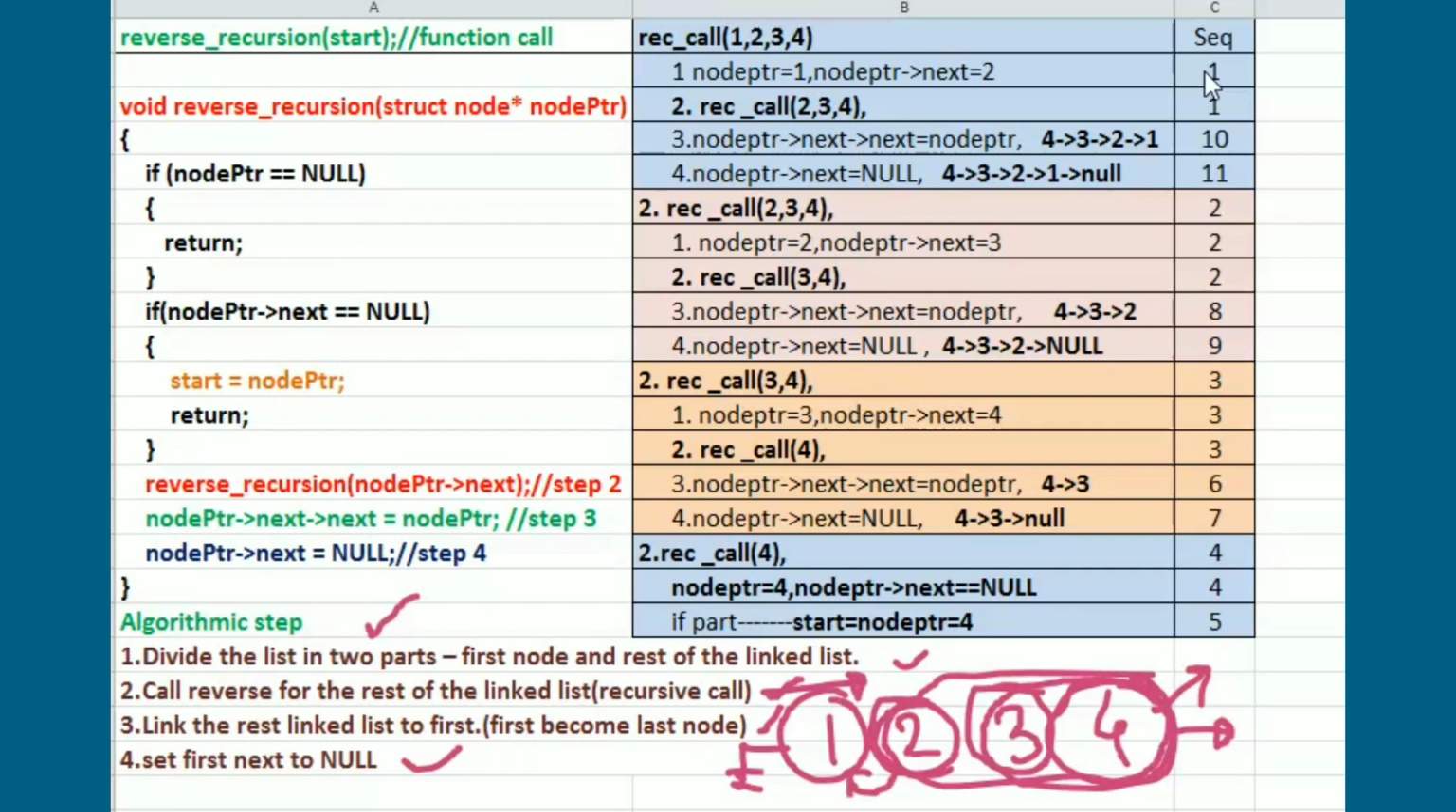So these algorithmic steps are already mentioned here in the form of code. Here I will go for the recursive function call and I will pass the start of my linked list.